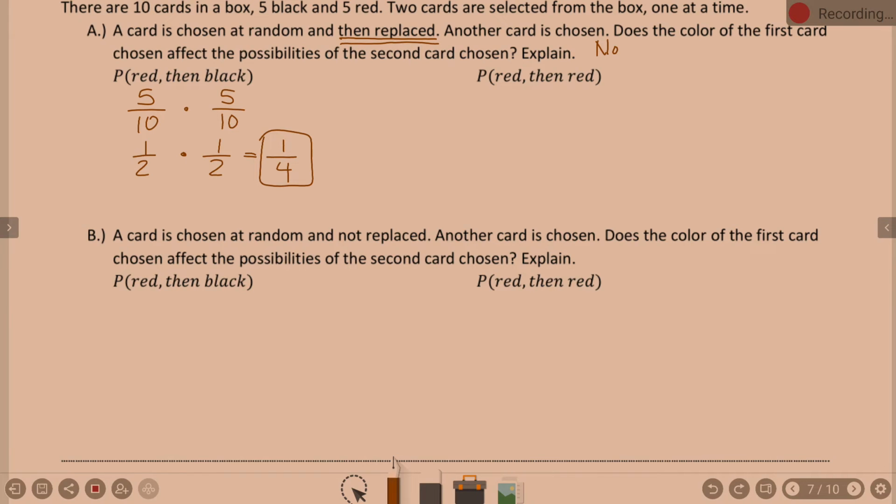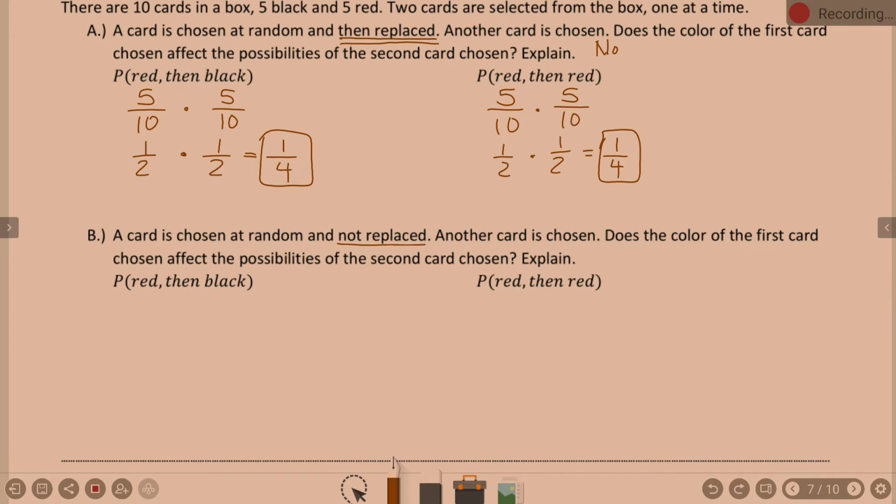What about red then red? Probability of your first red, 5 out of 10 or 1/2. Probability of the second red? 1/2, because the first red card got put back, right? So I've got all the cards there. So that is another 5/10 or 1/2. 1/2 times 1/2 is again 1/4.